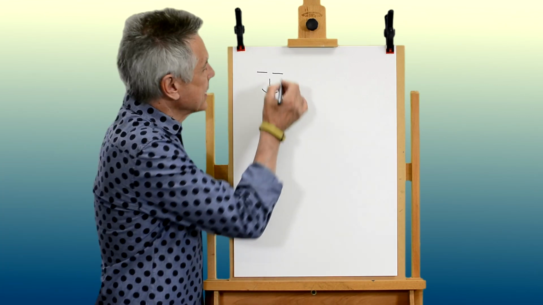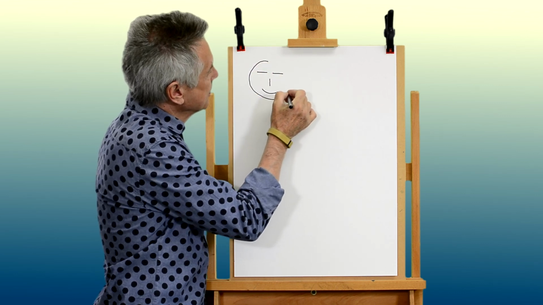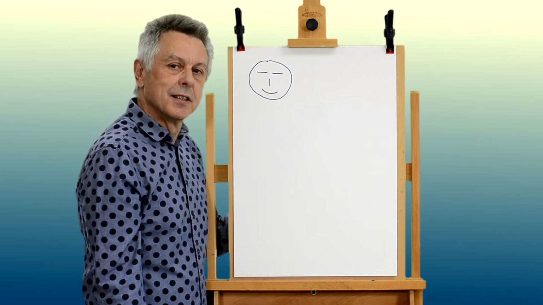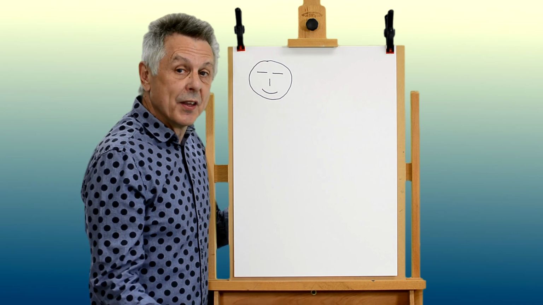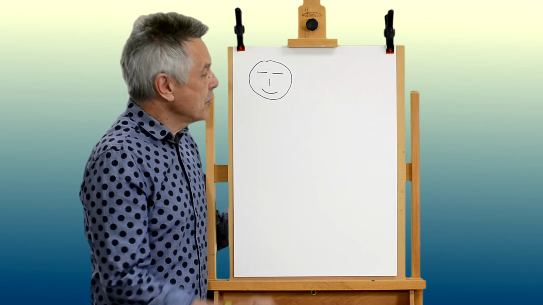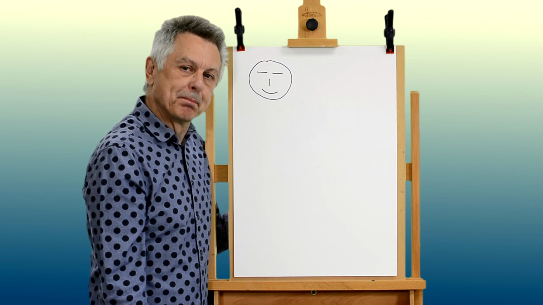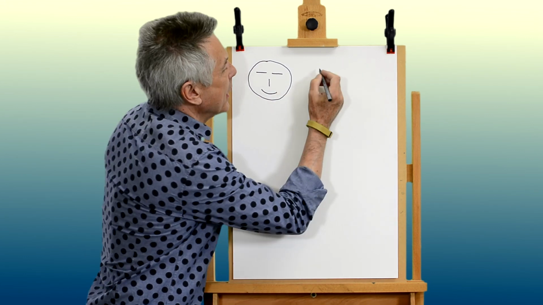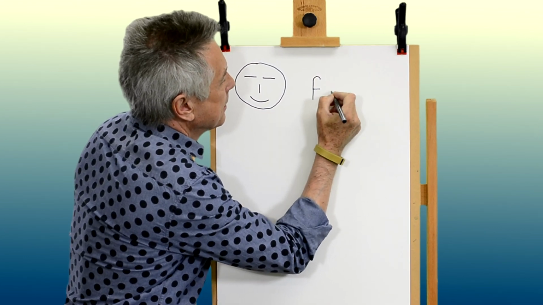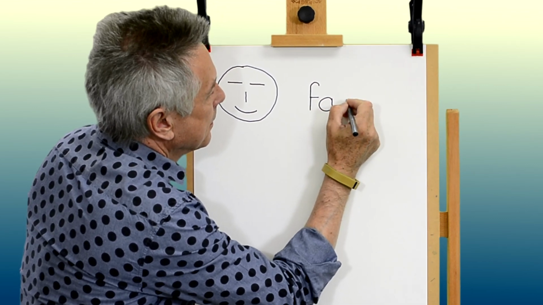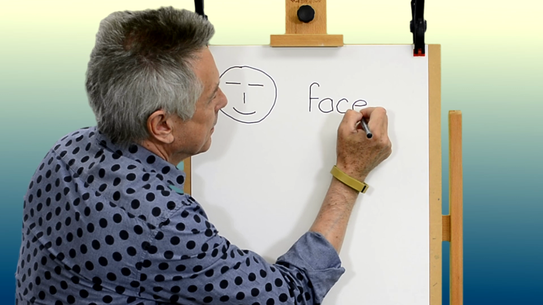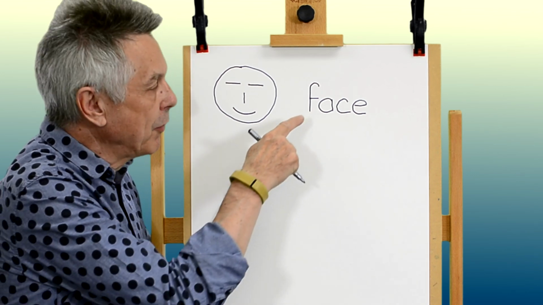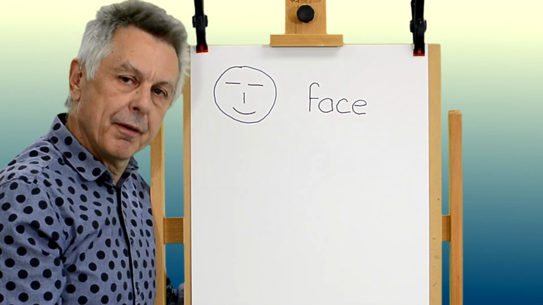Now, what is this? A face? No, it's not a face. No face that's ever existed on this planet ever looked like that. No, that is 4 lines in a circle. You see what I'm saying? Now, do you know what this is? What does this say? Face. But no face on the planet ever looked like that. So why do you call that a face?